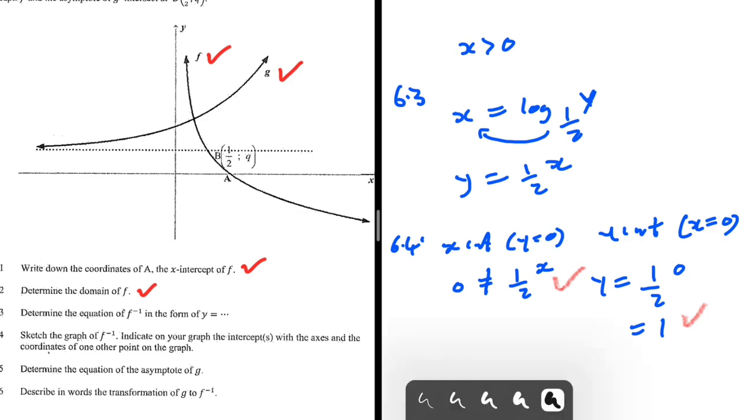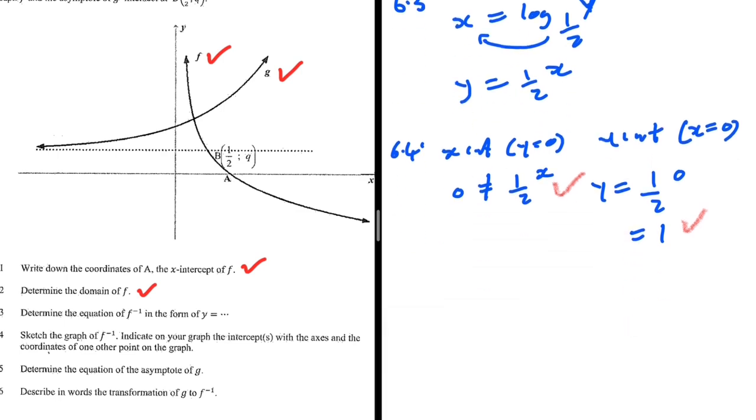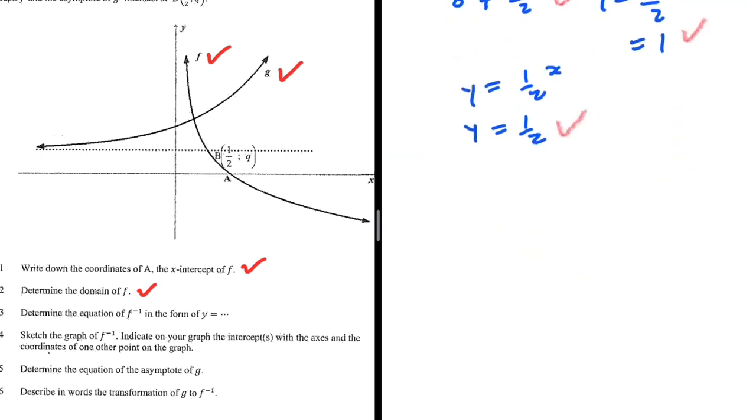And that's 6.4. We have the x-intercept, we have the y-intercept. We need one other point. So we have y being equals to a half to the power x. Which point do we want to substitute? Let's substitute x equals to 1. If we substitute x equals to 1, a half to the power 1 is just a half. So these are the 3 points we're interested in.